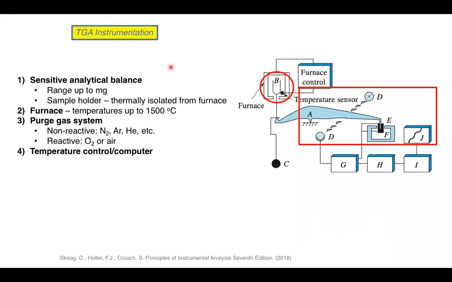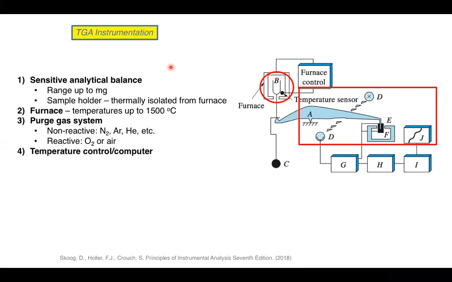So it's made up of a sensitive analytical balance with a range up to milligrams. It has a sample holder, which is going to be thermally isolated from the furnace. There's a furnace, which can have temperatures up to 1500 degrees Celsius. Then there's a purge gas system. That means that we can make use of non-reactive gases like nitrogen, argon, helium, etc. And we can have reactive gases such as oxygen and air.